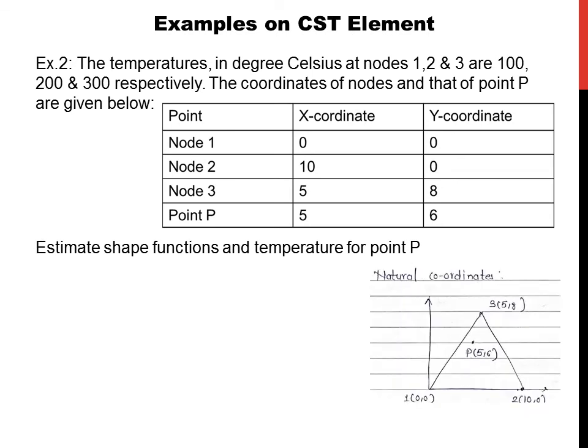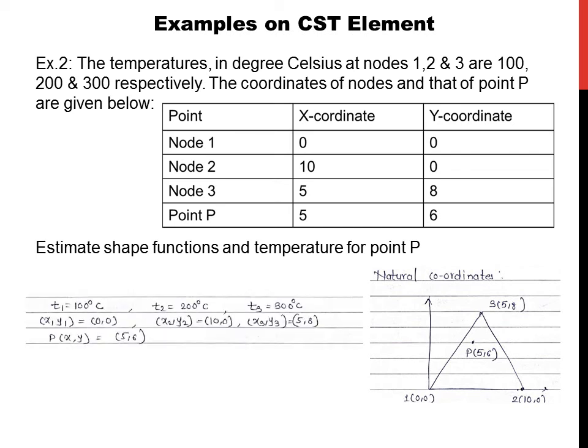See here, the diagram is not given, so you have to draw the diagram first, one CST element, and according to the coordinates of nodes 1, 2, 3 you have to arrange the triangle. Node 1 is at 0, 0, so the triangle starts from the origin, while node 2 is at 10, 0 and node 3 is at 5, 8. So you will get one triangle, and locate point P at x coordinate 5 and y coordinate 6. These are the given things, and also T1, T2 and T3, the temperatures at nodes 1, 2 and 3 respectively. Now you have to calculate the shape functions N1, N2, N3 and the temperature at point P.